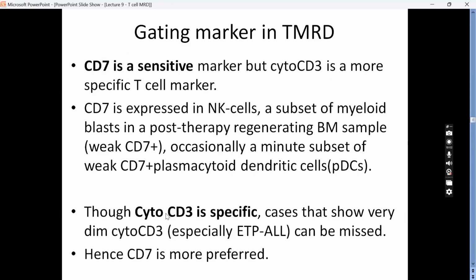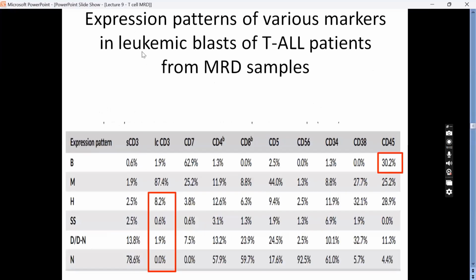Okay. The other evidence for immaturity is relatively dimmer CD45. CD45 expression increases as the cells mature, as I just showed you in the heat map plots. CD45 will be slightly lower in prothymocytes or very early T cells. Then CD45 becomes brighter as it gets mature. Similarly, CD5 will be relatively weaker in immature T cells compared to mature T cells.